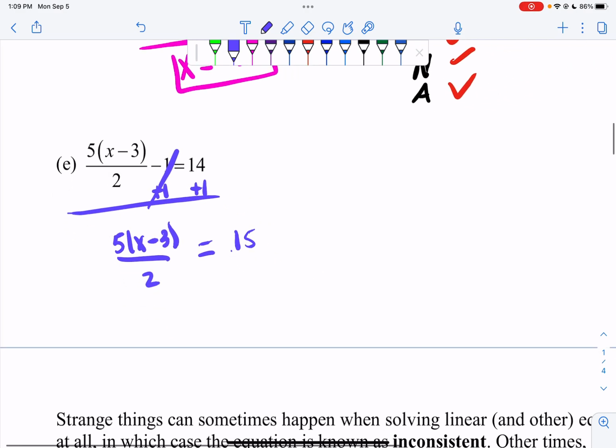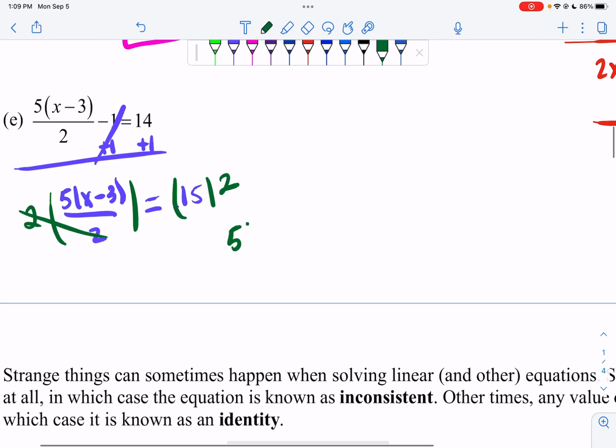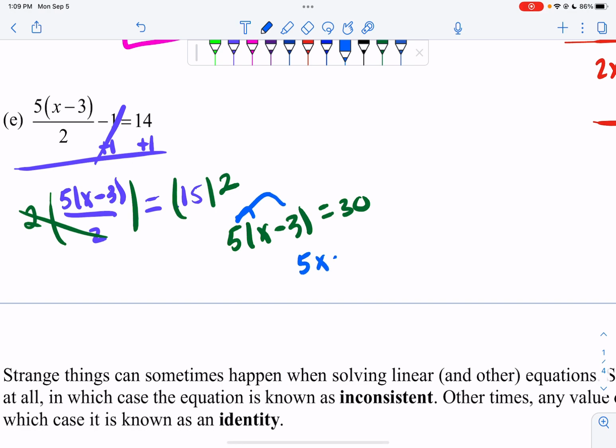Now I need to ask myself, how do I get rid of that divide by 2? And that's by multiplying by 2. So this cancels, and then this goes over here. 15 times 2 is 30. So I get 5 times (x minus 3) equals 30. I still have parentheses, so I'm going to distribute. So 5x minus 15 equals 30.